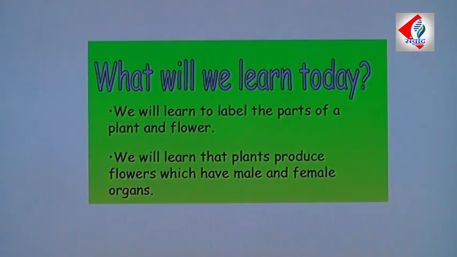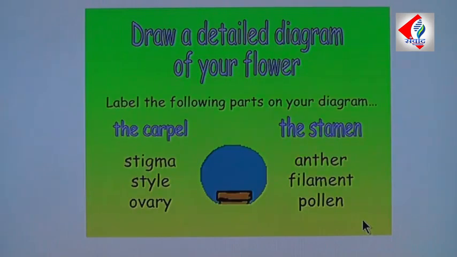So what did we learn from today? We learned the different parts of the plant, we learned the different parts of the flower, and I hope you will be able to label each part of the plant after doing the experiment that I have asked you to do. So for your assignment, you can make a detailed diagram of the flower, and it should have the carpel and it should have the stamen, and label each part, and you can also write the functions of each.